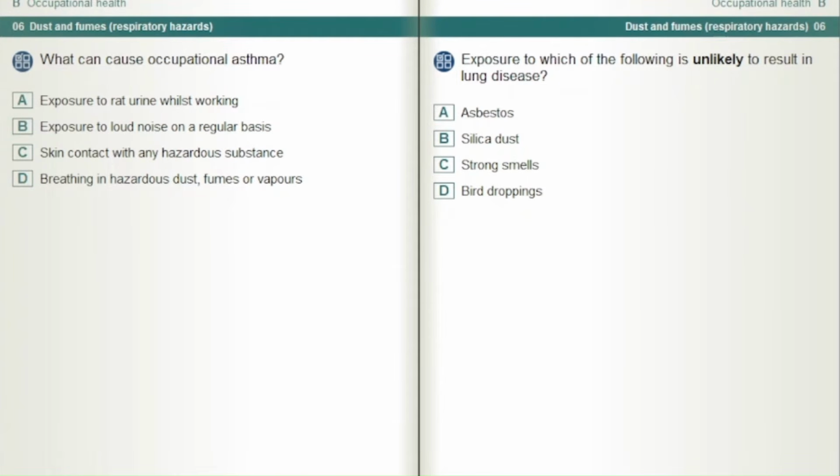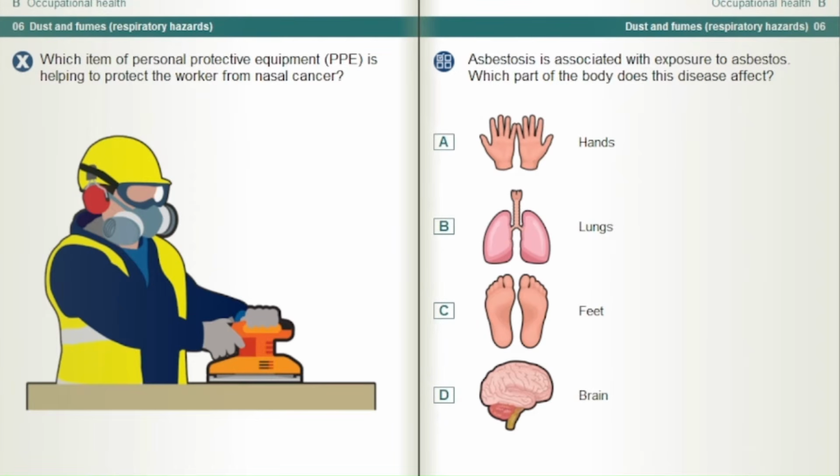Exposure to which of the following is unlikely to result in lung disease? Asbestos, silica dust, strong smells, bird droppings. Which item of personal protective equipment, PPE, is helping to protect the worker from nasal cancer?